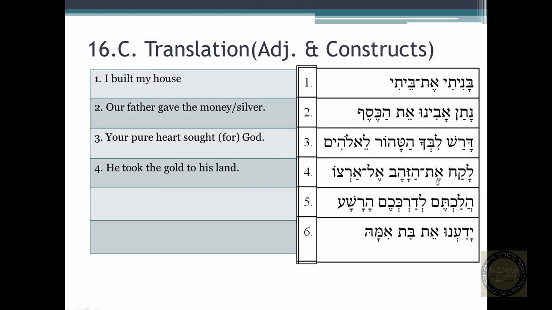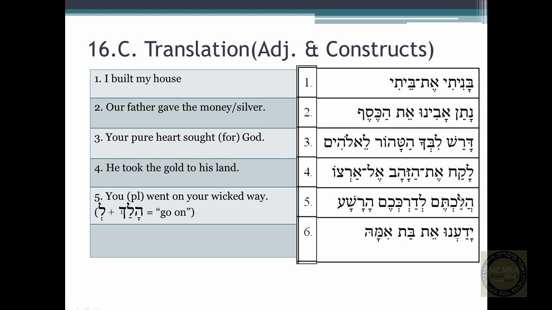Number 4, he took laqakh, the gold, to artso, his land. Number 5, halaktem, you plural, no prefix, halak, and then tem is the second masculine plural. So you went le darkekem, on the way of you. Again, here's derekh, way, that's our noun with our suffix. And then we have an adjective that we need to account for. You went on your wicked way. So halak with lamed is to go on, to move on. So went on your wicked way is the translation.